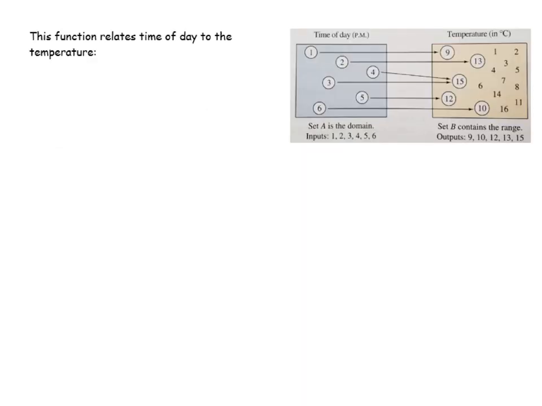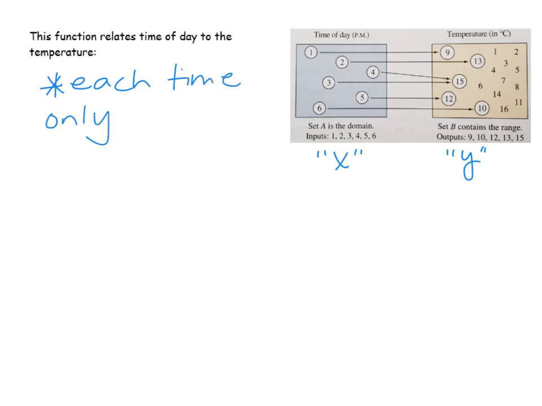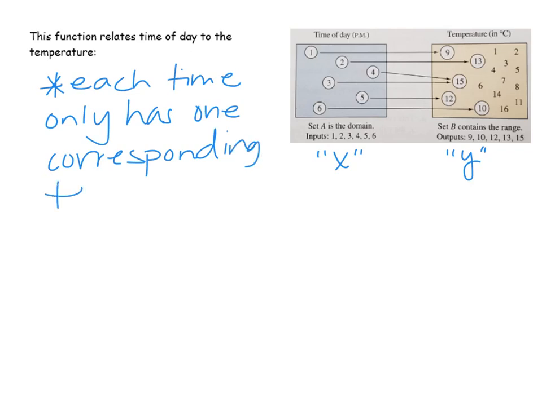The graph at the right says this function relates time of day to the temperature. So notice the domain, the set of inputs, is 1 through 6, and those stand for times in the afternoon, 1 p.m. to 6 p.m. So these are your x values, your input values. Your y values would be the corresponding temperature. So x is your input and y is your output. Notice that each time only has one corresponding temperature value. That makes the representation of time to temperature a function.